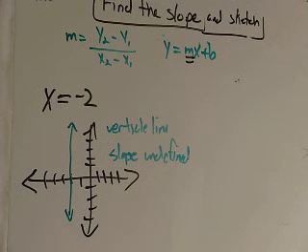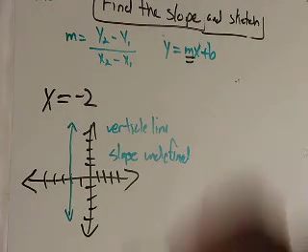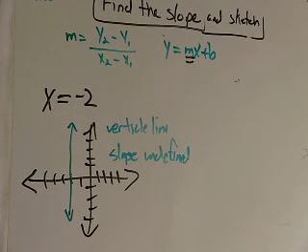Okay, so just a quick review. Anytime you have y equals, that's going to be a horizontal line. Slope will be 0. Anytime you have x equals, that will be a vertical line, and your slope will be undefined. Okay, so that's good. So this concludes my video lecture on finding the slope and sketching.